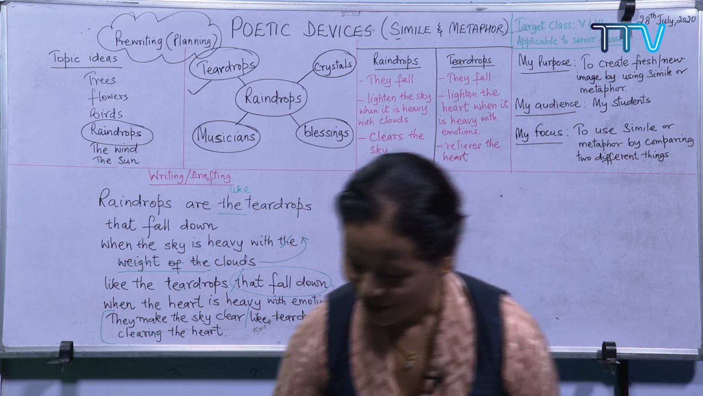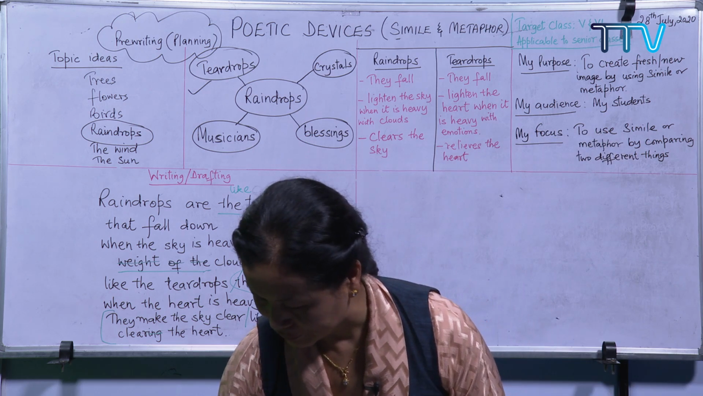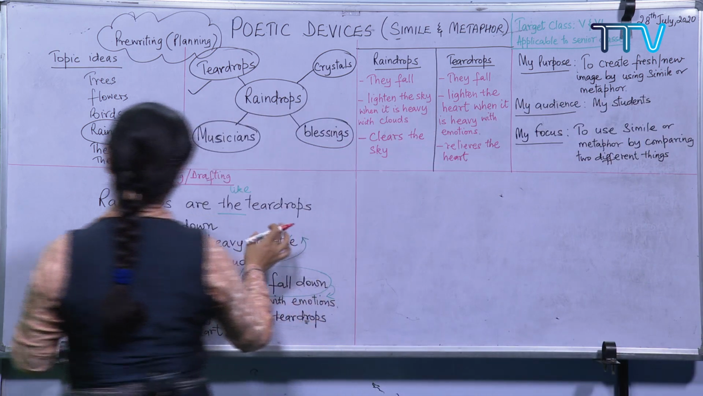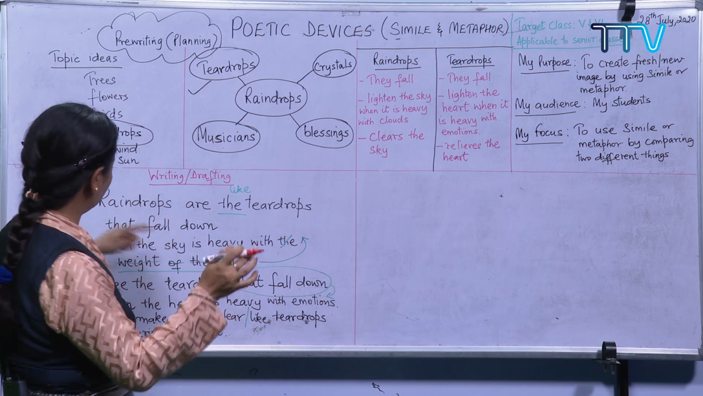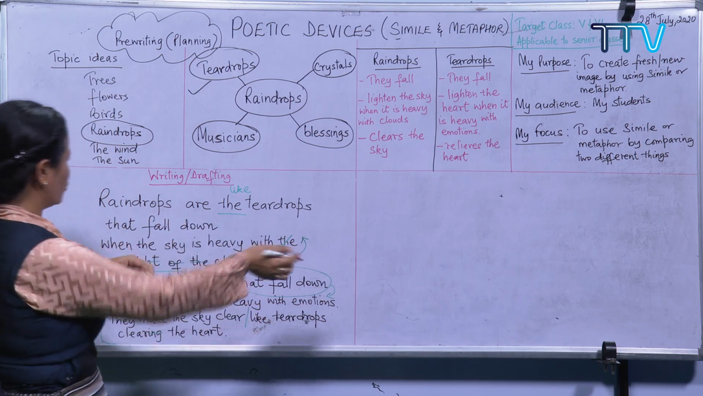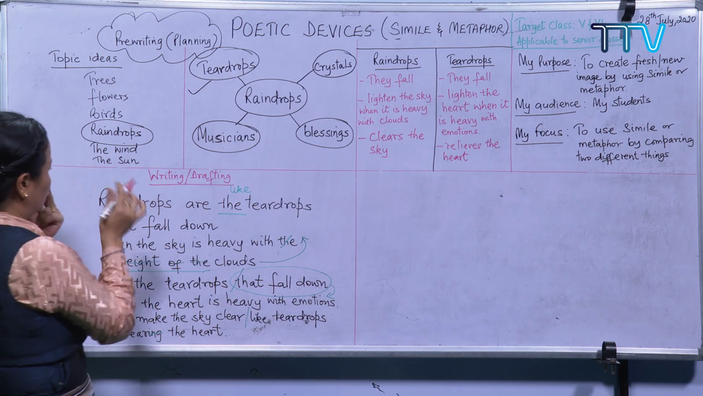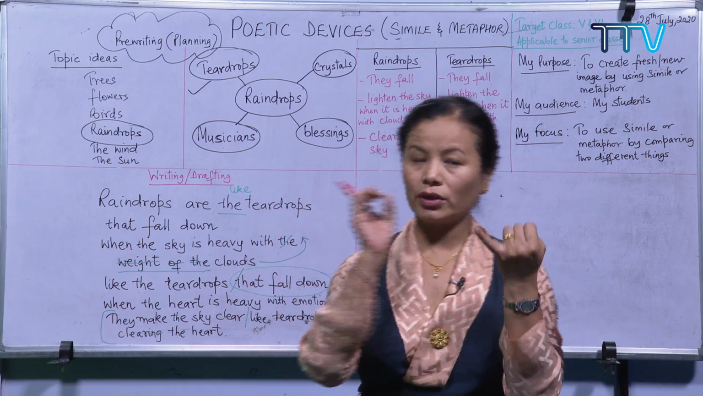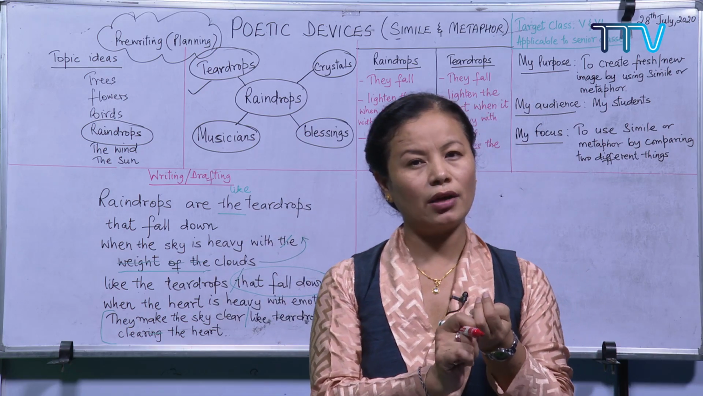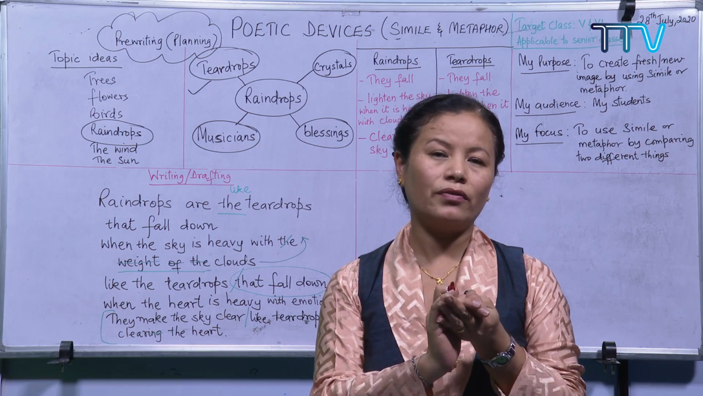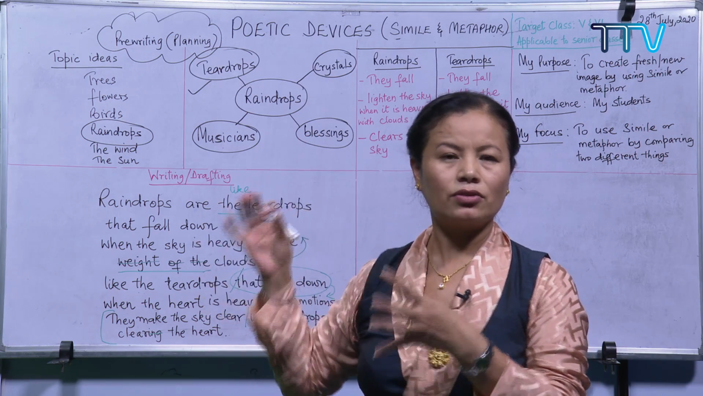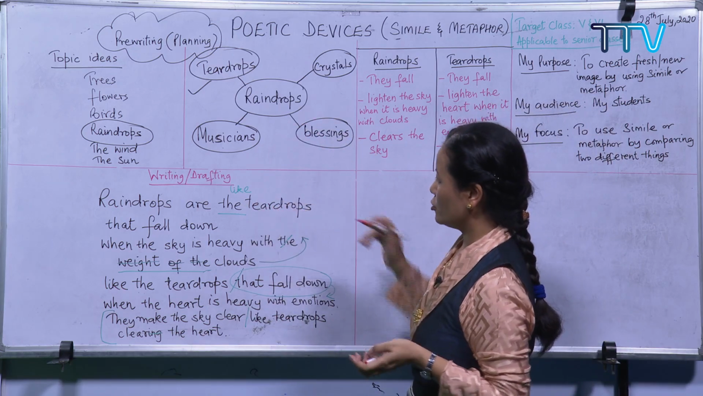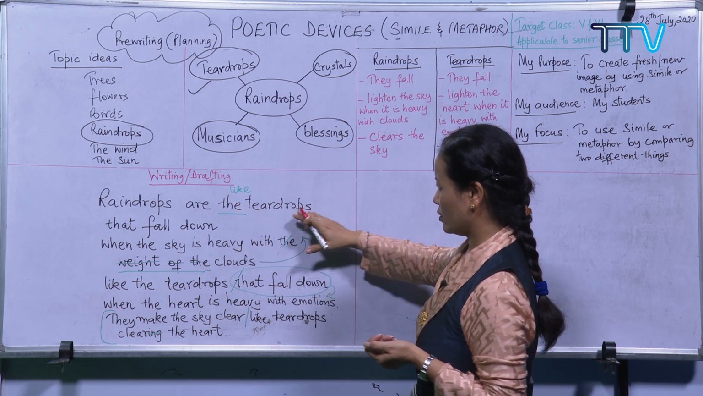So, what we can do now is editing and proofreading. I will go quickly, since we do not have much time. For editing and proofreading, what are we looking at? We are looking at spelling, punctuation marks, any other grammar errors, or line spacing. All these things we need to focus on here. Raindrops are like teardrops that fall down. Okay, fine, no spelling mistakes here.